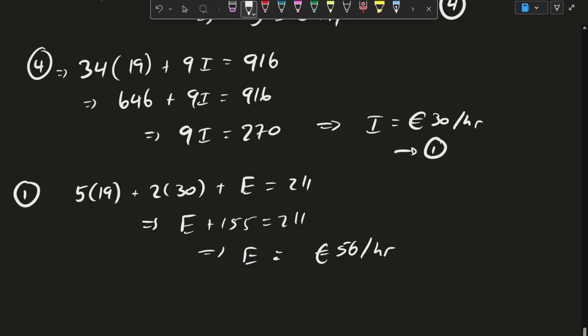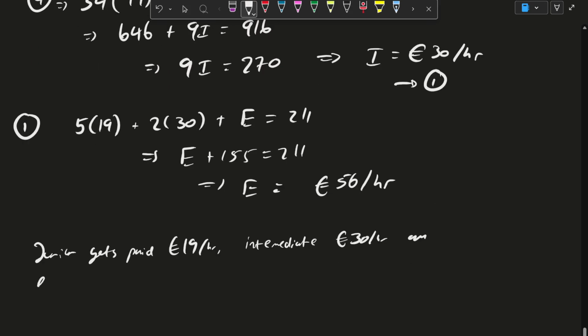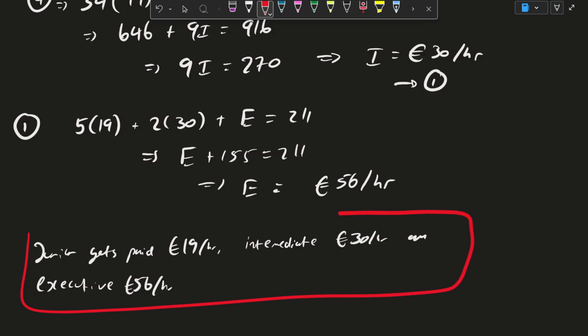Because this isn't representative of a point in space, well, it is in a graphical sense, but we're not talking about that at the minute, in terms of context, it's best to write down everything. So junior gets paid 19 euro an hour. Intermediate, 30 euro an hour. And the executive is 56 euro an hour. And that's the answer to that question.